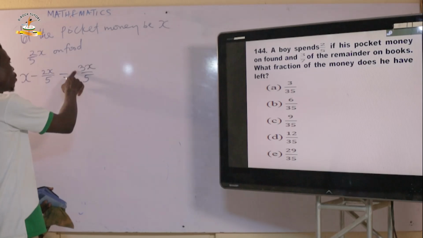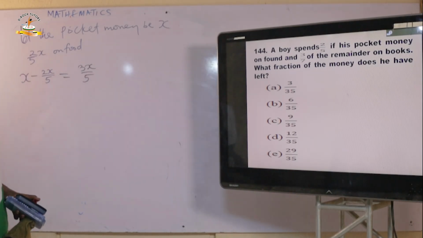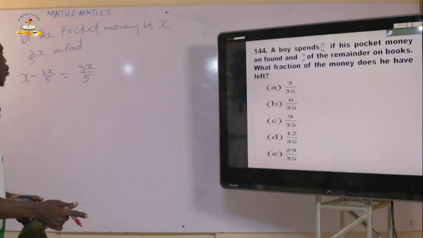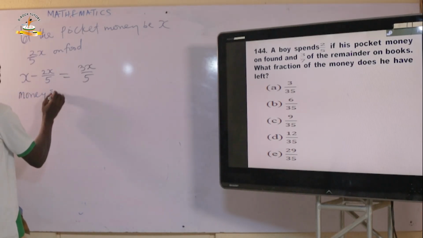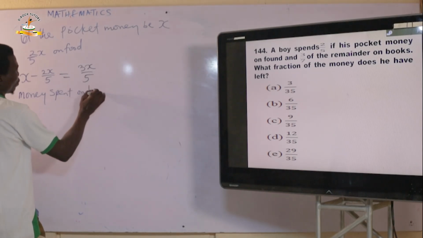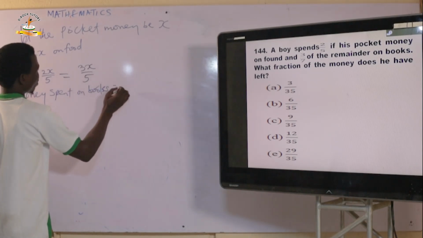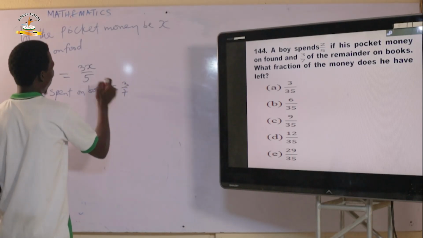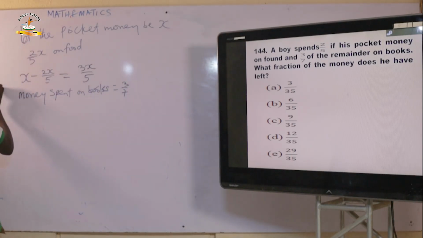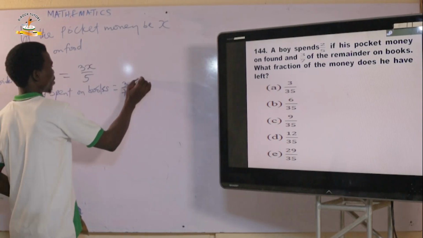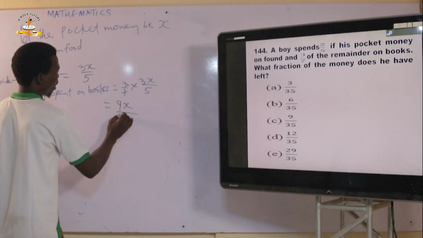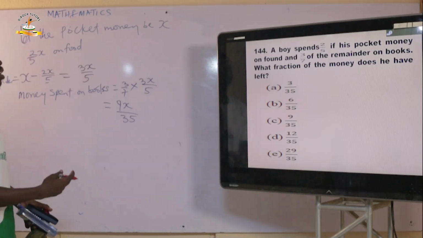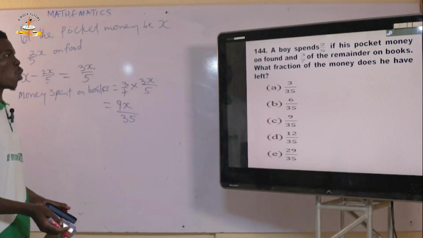But out of this 3 over 5 of his money that is left, he now spent 3 over 7 on books. So let's see how much he spent on books. Money spent on books is what? 3 over 7 of this remainder. So this remainder, let me write it there, is this times the remainder 3x over 5, and then this is simply what? 9x over 35. That's the money he spent on books.